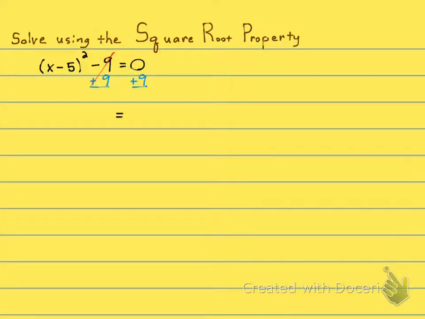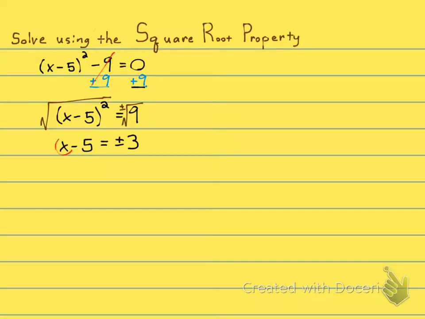So on the left-hand side, I'm going to have this binomial, x minus 5 squared equals 0 plus 9, which is 9. Now my square is by itself, so now I'm ready to take the square root of both sides. Plus or minus. That's right, boys, plus or minus. And on the left-hand side, the square root of x minus 5 squared is going to be just x minus 5. And on the right-hand side, we have plus or minus the square root of 9. What's the square root of 9? 3.